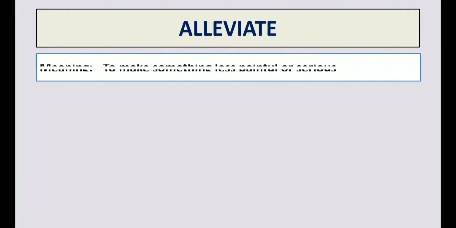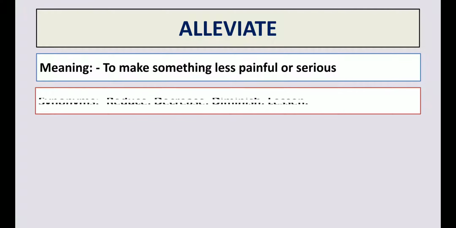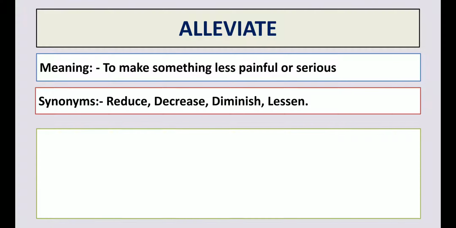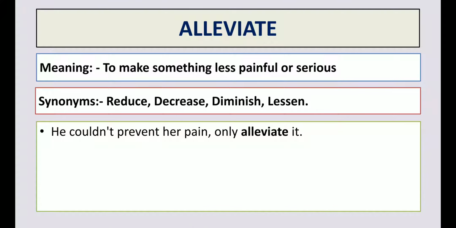Now the second common word is alleviate. Alleviate means to make something less painful or serious. The synonyms can be reduce, decrease, diminish, lessen. The first example of alleviate is: he couldn't prevent her pain, only alleviate it.